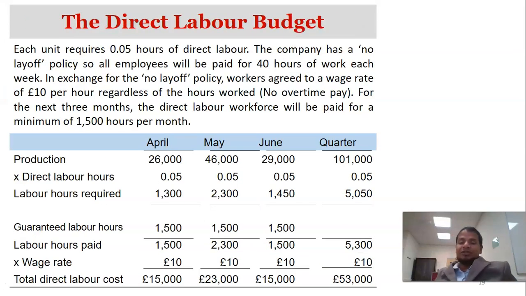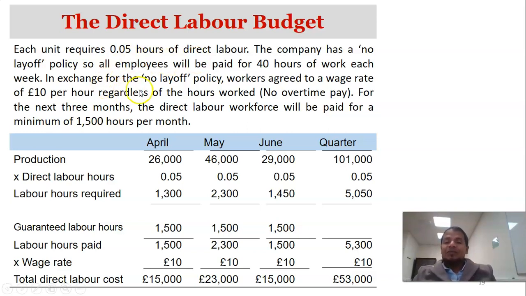Direct labor budget. So for production, you need labor. So the labor budget should be prepared based on production units, the number of units produced, not the number of units sold, or based on purchase. Each unit requires 0.05 hours of direct labor, and the company has a no layoff policy. So all employees will be paid for 40 hours of work each week.